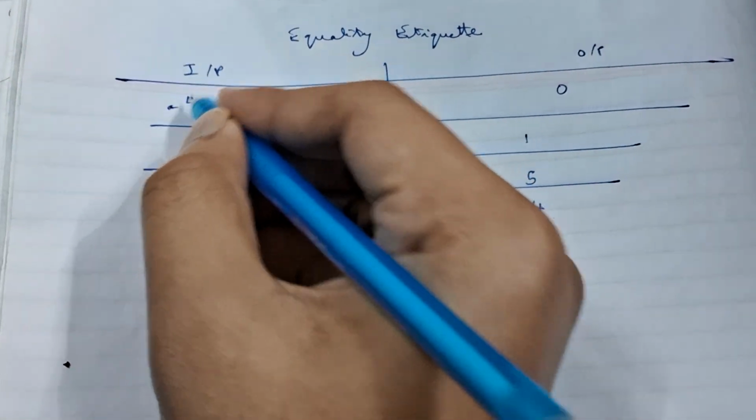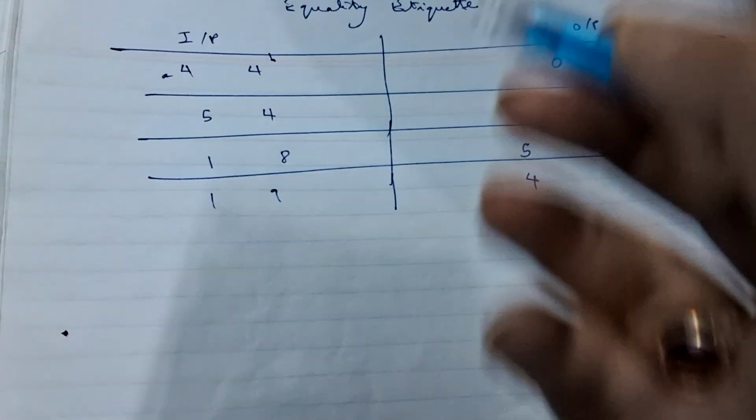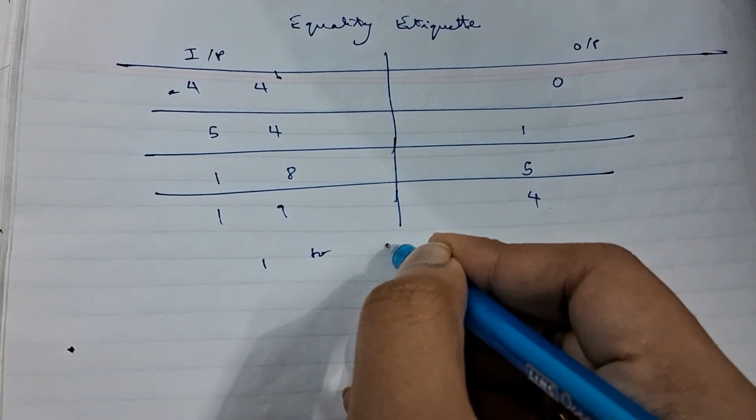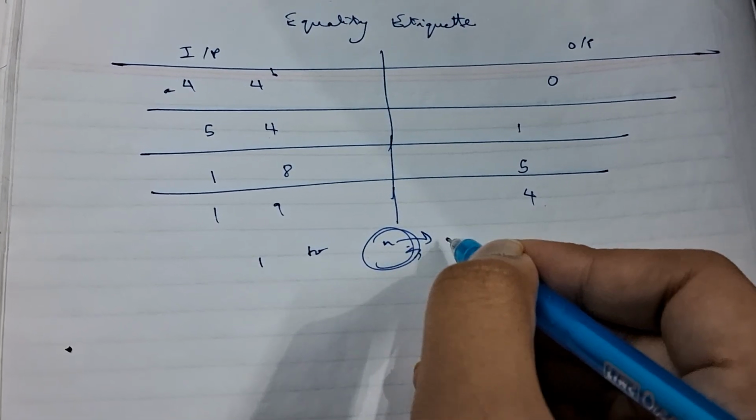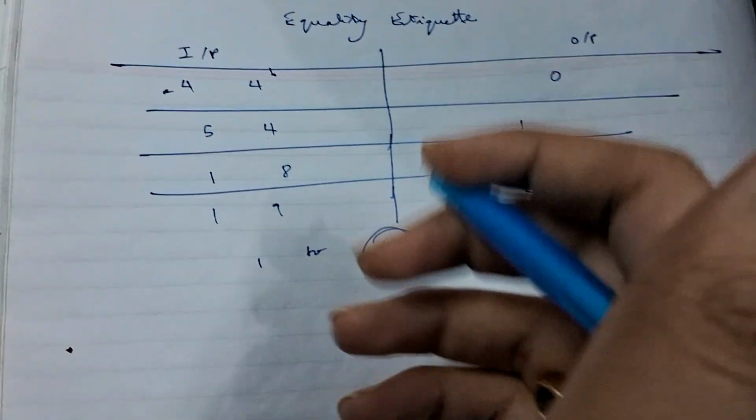So the problem statement is very simple. You're given two numbers A and B, and for every number from 1 to n, where n is not given, so we have to find the value of n actually. I'll explain it later.